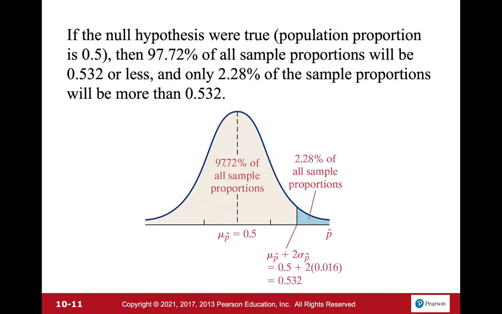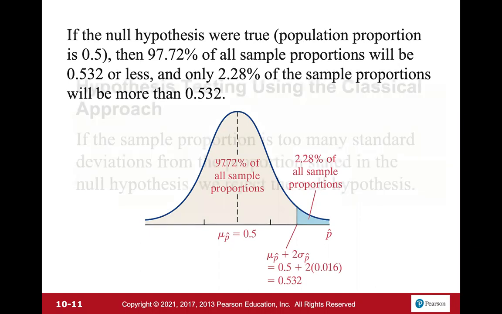So if the null hypothesis were true, the population proportion is 0.5, then 97.72% of all simple random samples, or 97.72% of all sample proportions, will be 0.532 or less, and only 2.8% of the sample proportions would be more than 0.532. So that's the way we're looking at these values again.